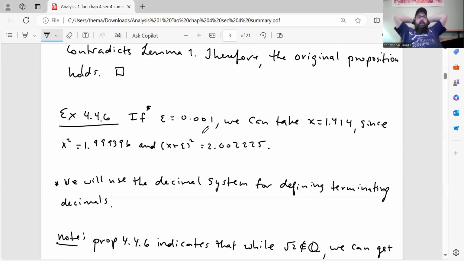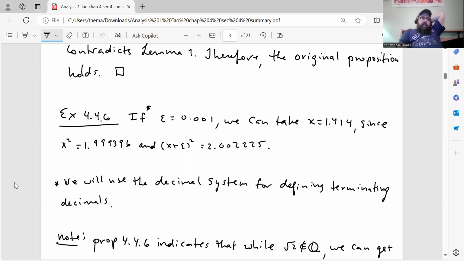If you take x closer to the square root of 2, at a distance of less than square root of 2 minus epsilon, then the number itself will square to less than 2, and if you add epsilon to it, it'll square to a number that's bigger than 2. So here he's just doing an example of that.